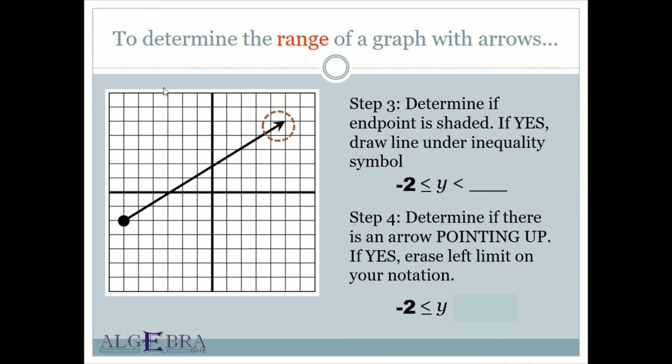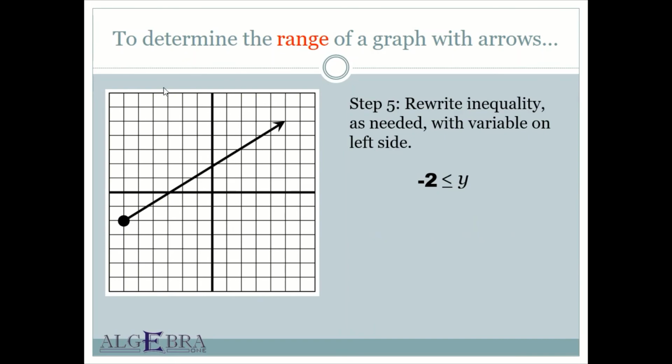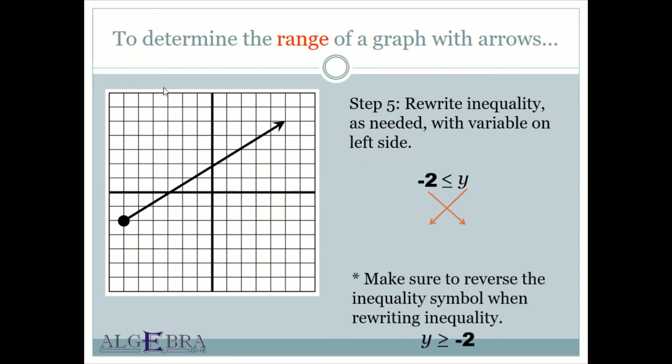I want to rewrite this so that my inequality reads like a sentence. So I need to rewrite it so that my variable is on the left, my constant is on the right. Remember to flip the inequality sign in the middle. So here my inequality is y is greater than or equal to -2. Here my range is any y value greater than or equal to -2.